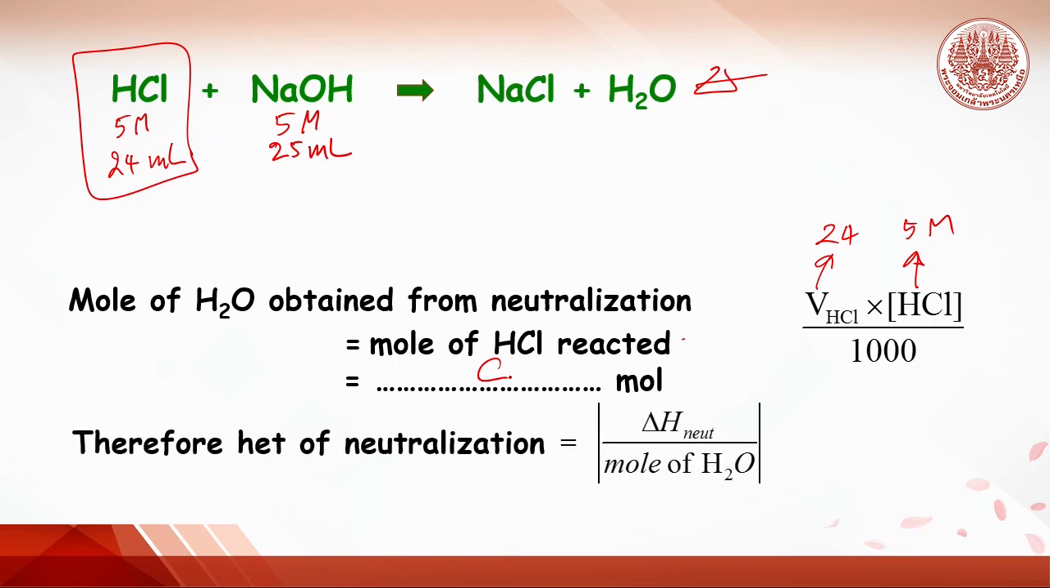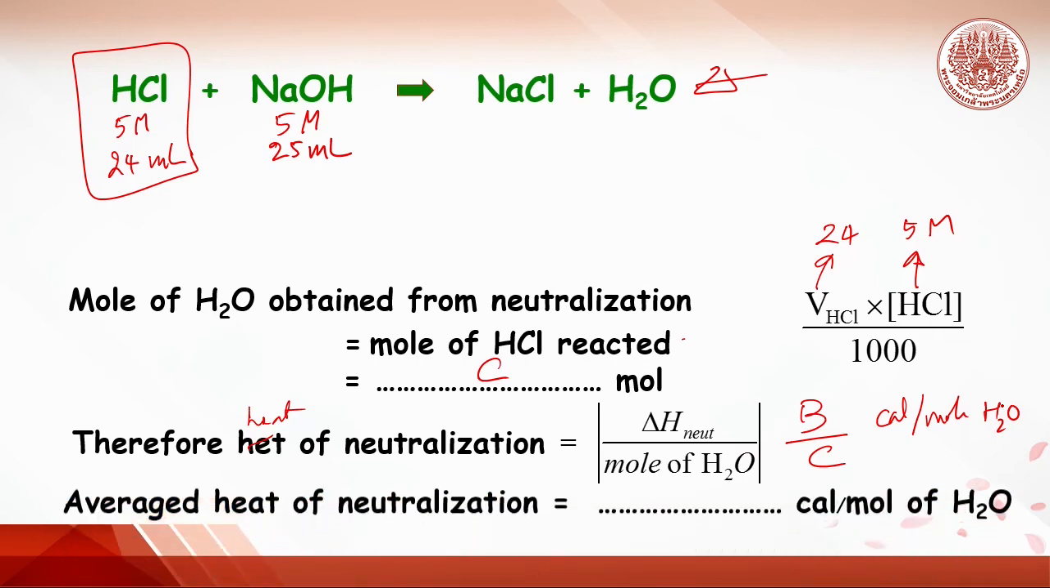Hence, heat of neutralization can be calculated from here. So this is B divided by C, calories per mole of water. The experiment is carried out twice, so the average heat of neutralization is obtained, for example, D.